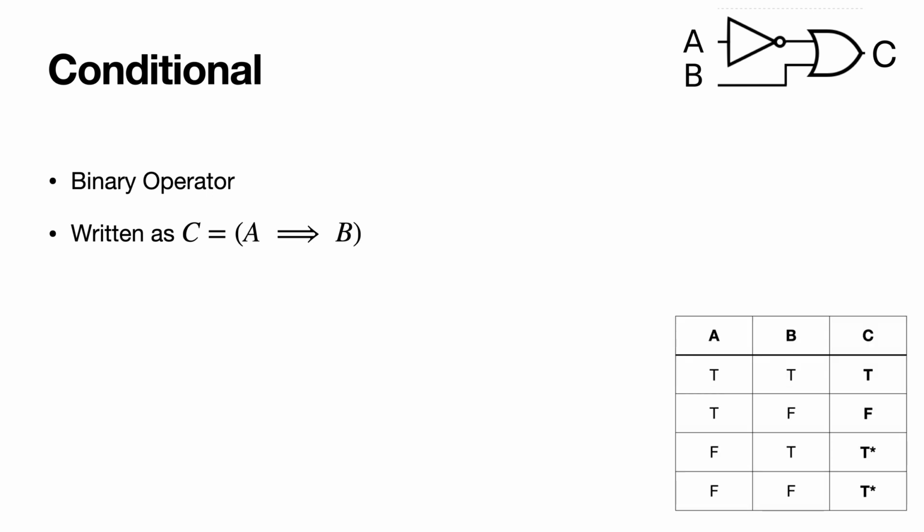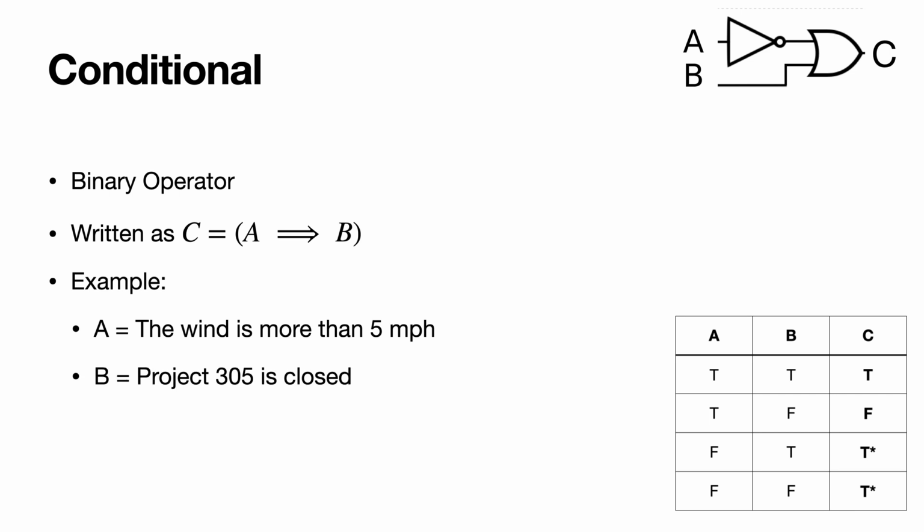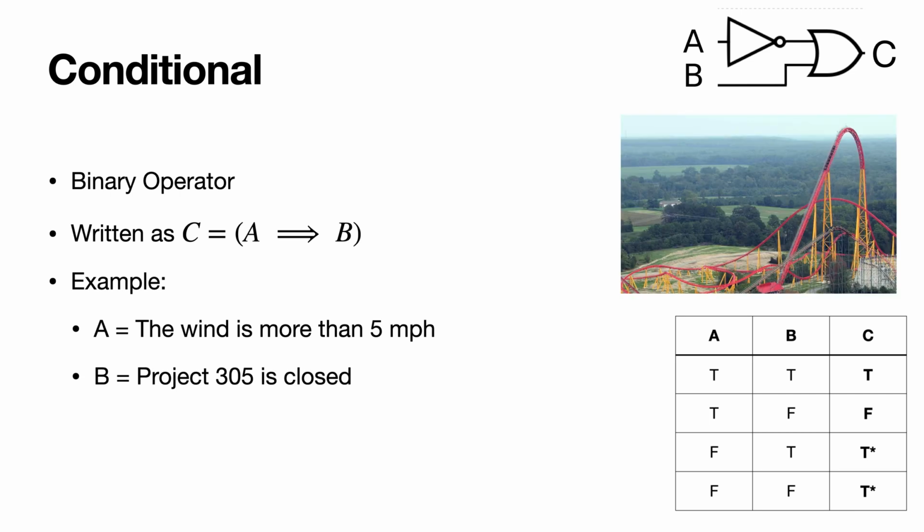The next connective we're going to talk about is the conditional, or material conditional. This is a binary operator that is sort of like the conditional notion of if and then, but it has a bit of a subtlety that makes it confusing for some people. So A implies B is false only when A is true but B is false. In this case, the order of A and B does matter, and it's true everywhere else. So here's the truth table, and let's consider a simple example. Let A be the proposition that the winds are more than 5 miles per hour, and B be the proposition that Project 305 is closed.